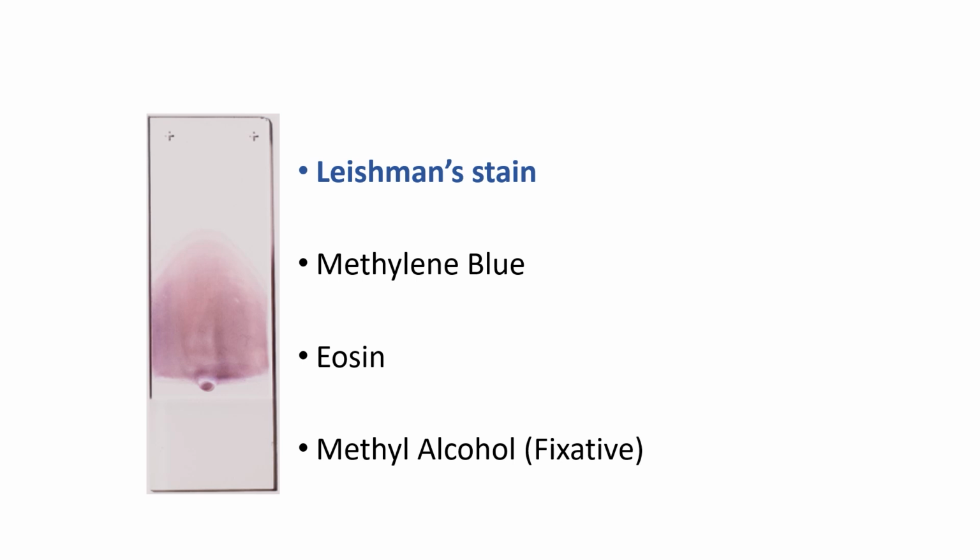the morphology of cells. In your first year, you might remember the term formalin fixation, because formalin preserves organs and does not let them decompose. In the same way, here in the blood, for us to preserve the morphology, we have to use a fixative, and that fixative here is methyl alcohol.